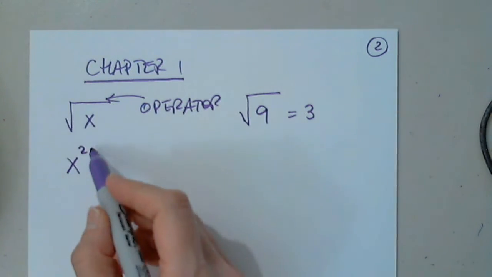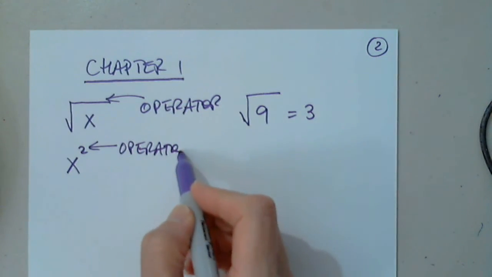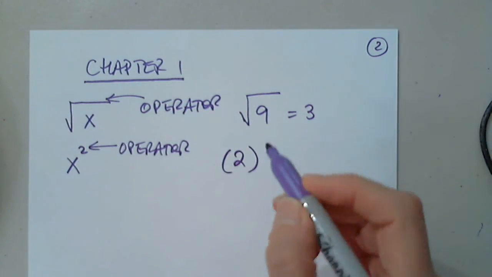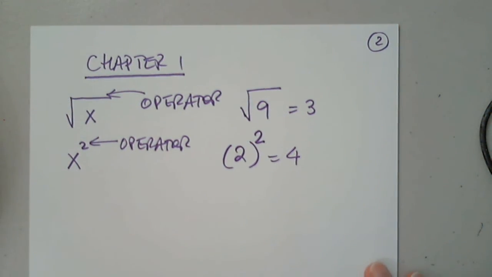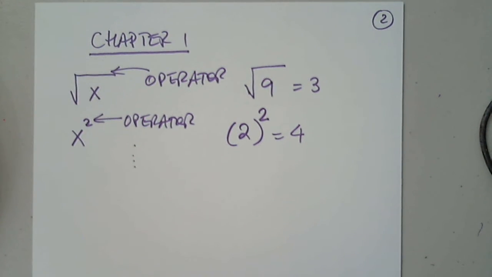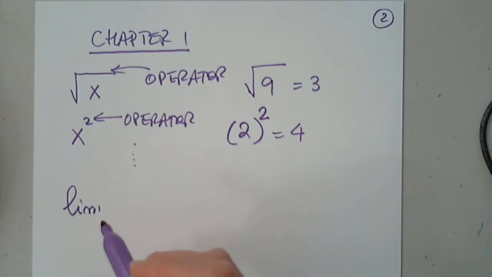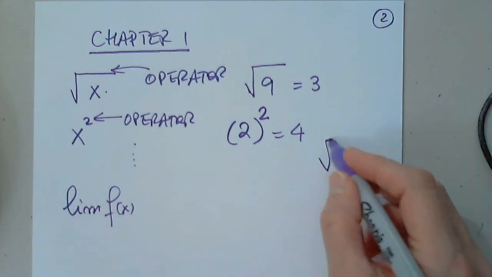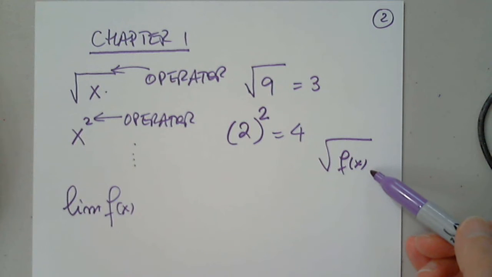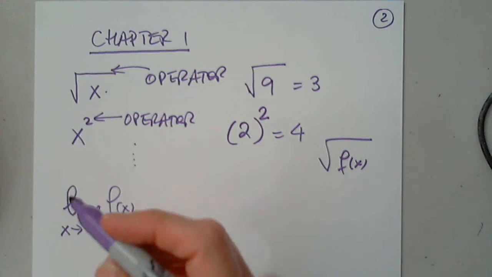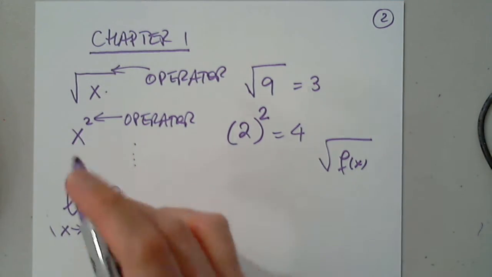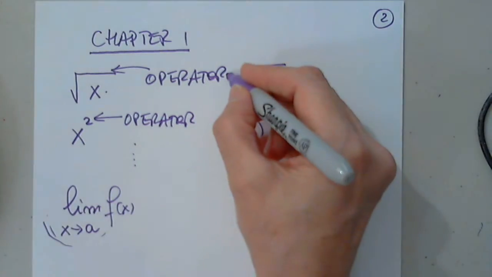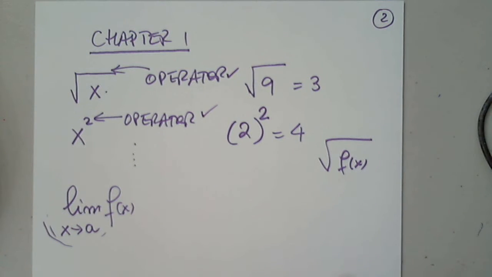What about x squared? This is another operator. What does it do? Well, if x is 2, this operator squares 2, and the result is 4. And we can continue forever. There is one operator that is called LIM. LIM applied to a function. This is also a function, right? I can write the square root of f of x. So the same thing. It's an operator applied to a function. When x approaches a, I'll explain this notation in detail. But right now, I just want you to understand that this is a similar operator like the square root, like power 2, like anything else.